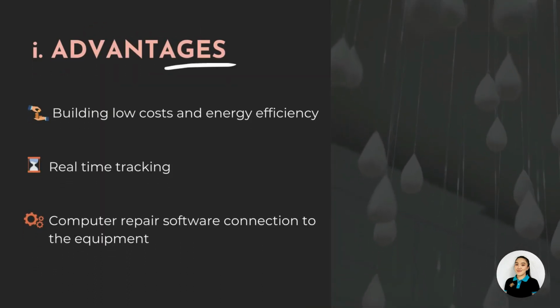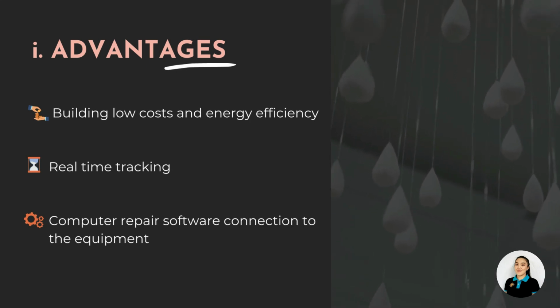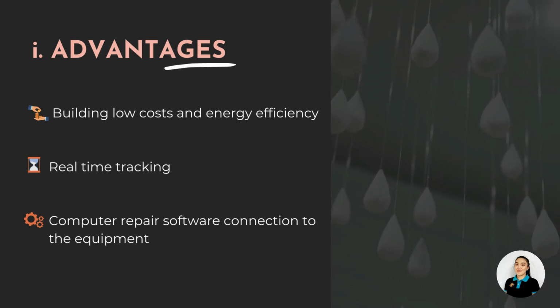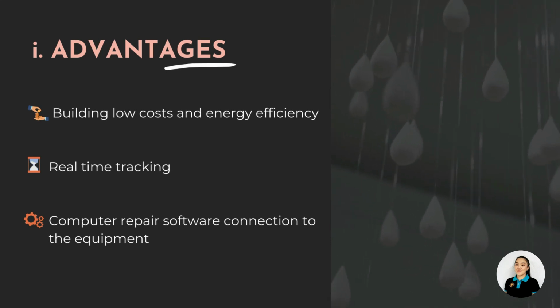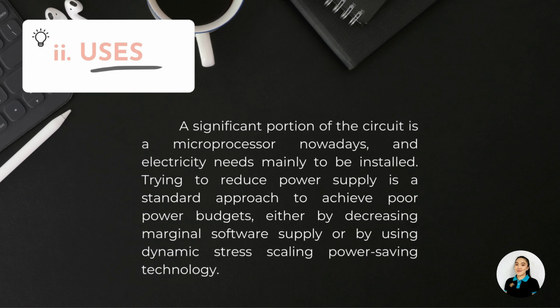So, we have the advantages in using this: low cost and energy efficiency, real-time tracking, and software connection to the equipment. So, what are its uses? A significant portion of the circuit is a microprocessor nowadays, and electricity needs mainly to be installed. Trying to reduce power supply is a standard approach to achieve power budgets, either by decreasing marginal software supply or by using dynamic voltage scaling power-saving technology.